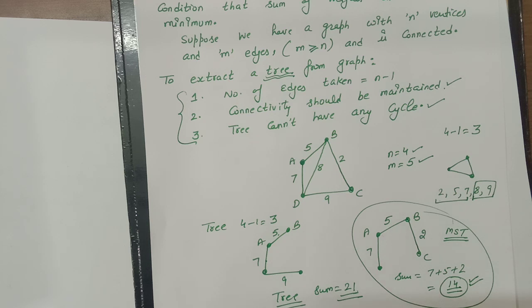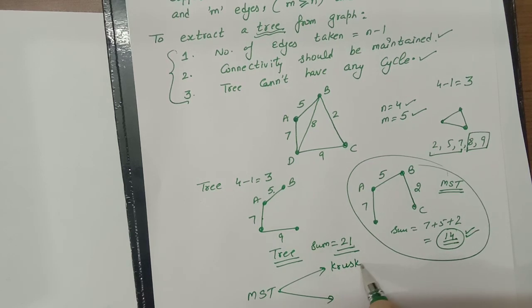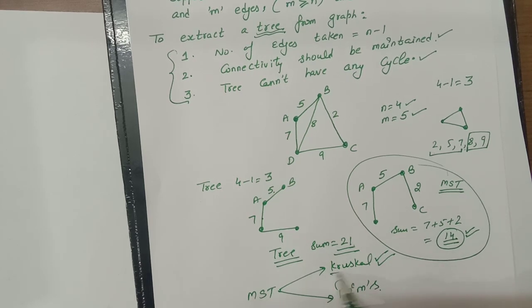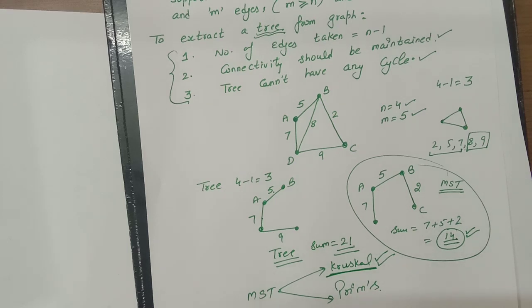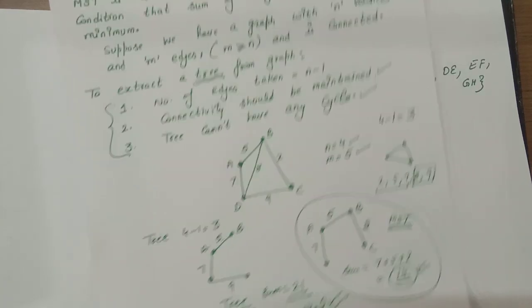To find minimal spanning tree, we have certain algorithms. So we have 2 methods. One is Kruskal algorithm and another is Prim's algorithm to find minimal spanning tree. In this session, we are going to discuss Kruskal algorithm to find minimal spanning tree. So let us discuss that.